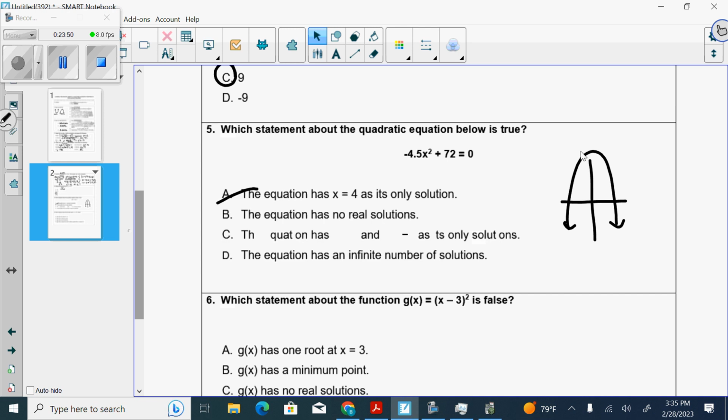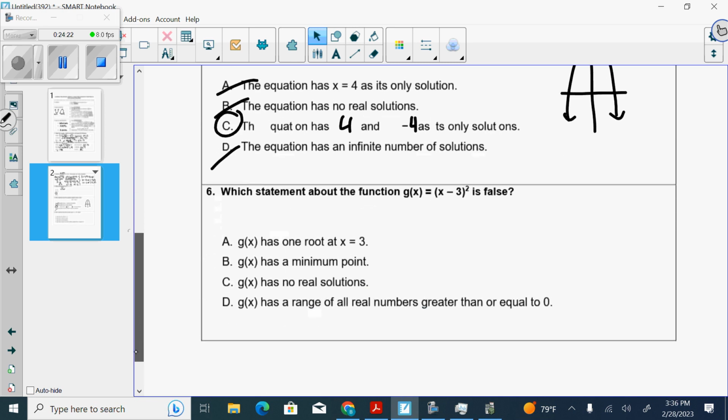This equation doesn't have any solutions. Is that true? No, you guys just told me there were 2. Then D says that there's infinitely many solutions. No, you guys told me there were how many? 2. So without even finding what they actually are, we were already able to eliminate all the other answer choices. This one says that we have them at 4 and -4, and we can check them in our calculator just like we did before if we want to.